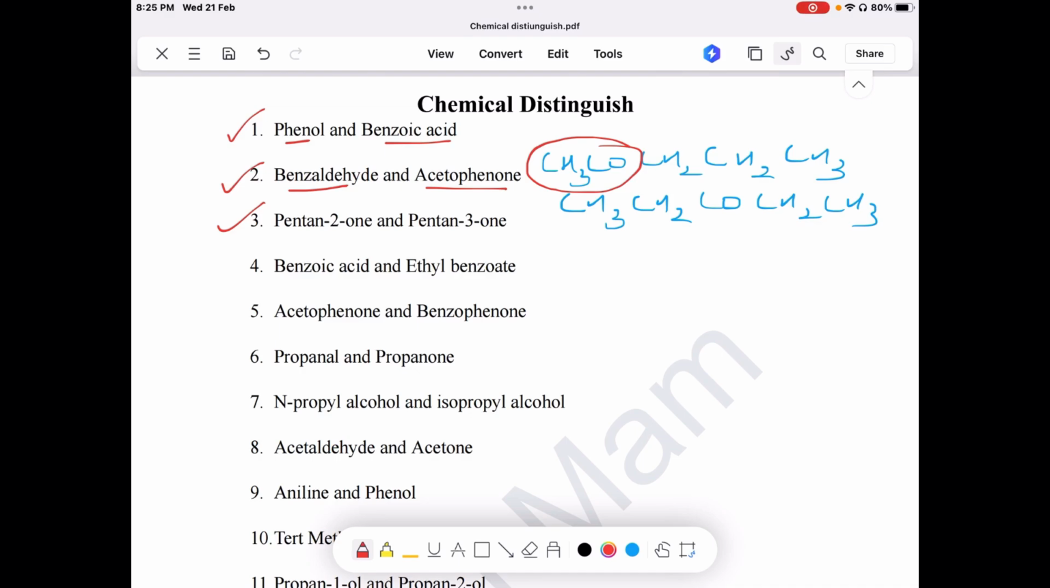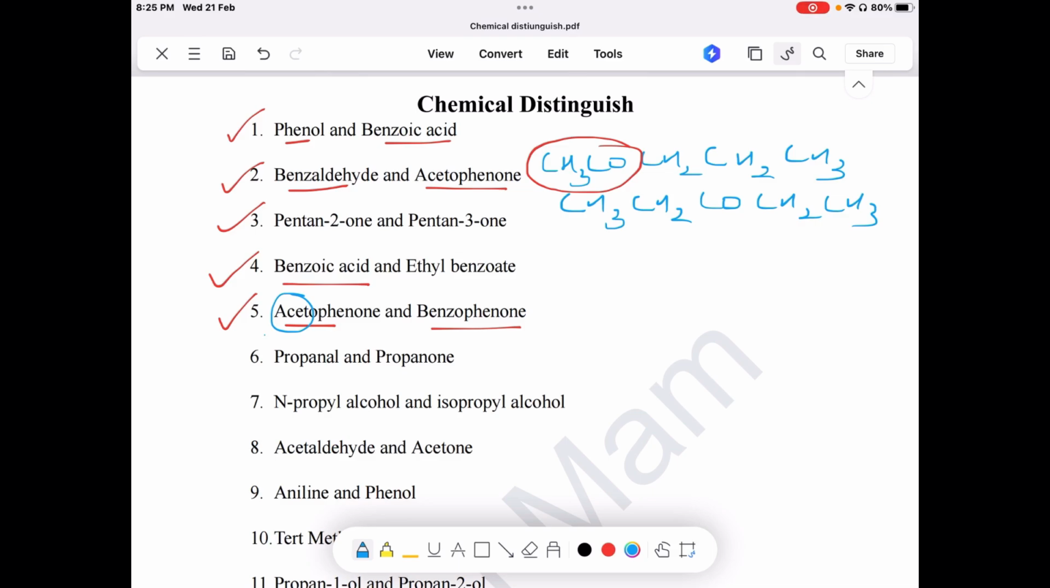Next we have benzoic acid and ethyl benzoate. Benzoic acid is a carboxylic acid, so it gives the sodium bicarbonate test, and ethyl benzoate doesn't show any reaction with it. Next is acetophenone and benzophenone. Again, we have the acetyl part here, so acetophenone gives the iodoform test.